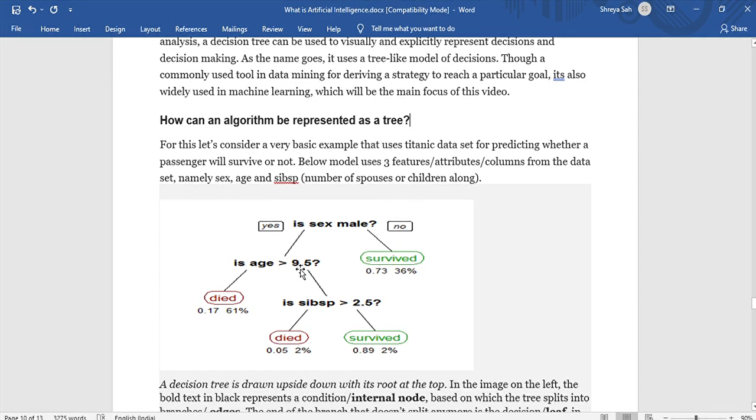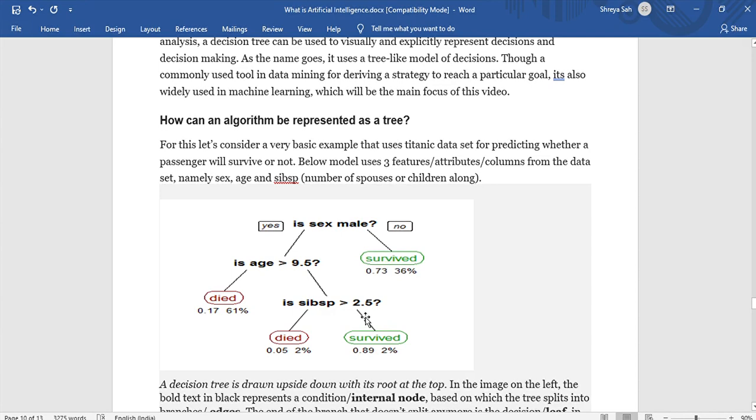Okay, so if the age is greater than 9.5, then there's a chance that he died. And if it is less than 9.5, then what happens? We see how many siblings or spouses or children he is carrying. Okay, then there's a chance of death and survival. And over here, if he is not male, he will survive.